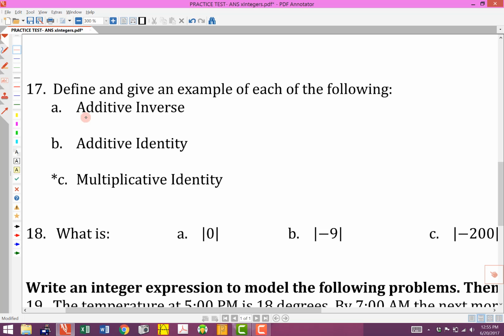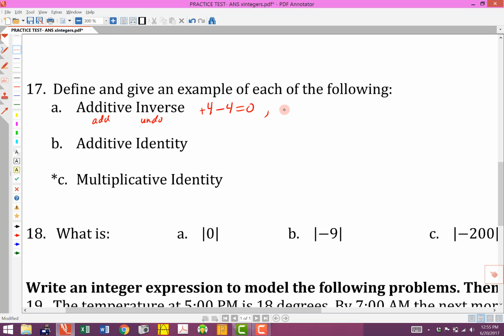So let's see, additive inverse. We're going to add and do the inverse. So this is add and undo. So maybe an example would help. What if we did something like this? 4 minus 4. This is a positive 4. There's the additive inverse. That makes a 0.